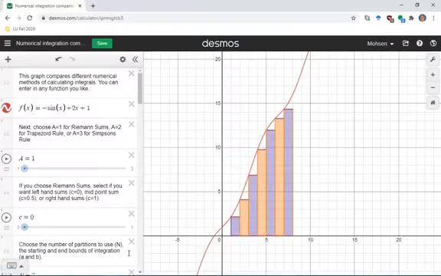So here is a little demo on the Desmos website where we are approximating the area under a curve by the methods we talked about last time. We have some curve here, some function. You can type in anything you want, and this is the graph of that function.